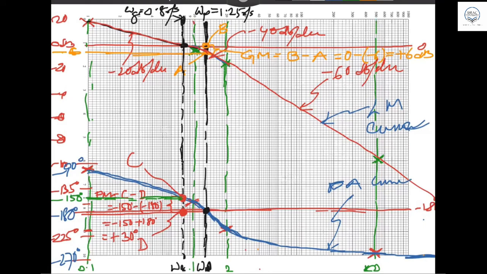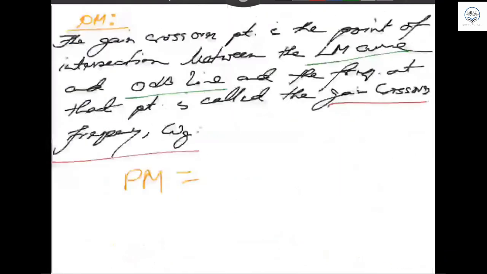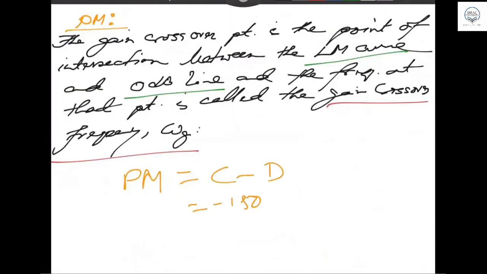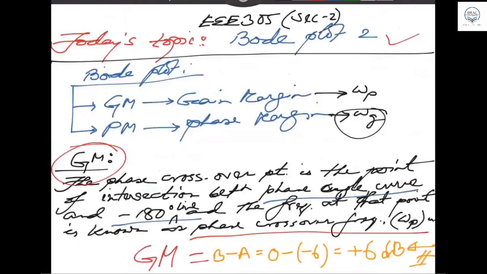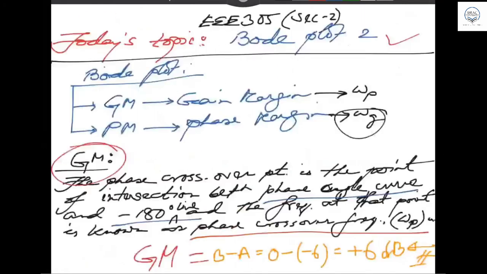Now look at it. The phase margin you get is around 30. For me, I got 30 degrees: C minus D is minus 150 minus minus 180 degrees, and that gives a positive 30 degrees. Now the conclusion is that I got a gain margin of positive 6 dB and a phase margin of positive 30 degrees. If the gain margin and phase margin both are positive, the system is stable. That is what you can always see.